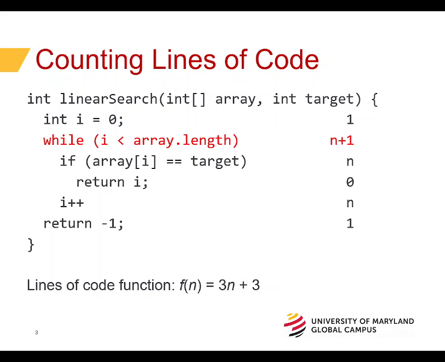Since the loop iterates n times, the test must be performed one additional time when the test fails, causing the loop to stop. Inside the loop, the comparison made to check if the target element was found is made n times, each time the loop iterates. We are assuming it is never found, so the return statement will never execute. So the count for this line is 0. Incrementing i is in the body of the loop, so it is performed n times. And the final return of -1 is done once, indicating that the target was never found.